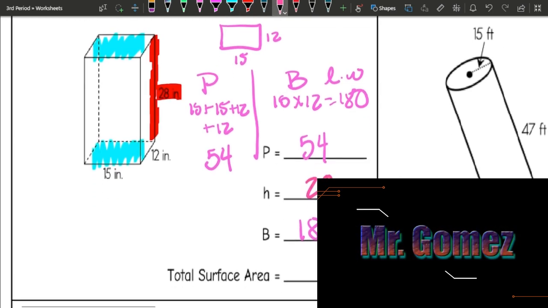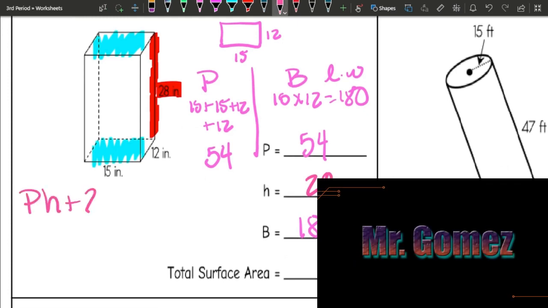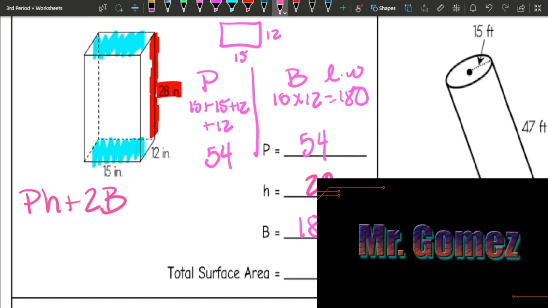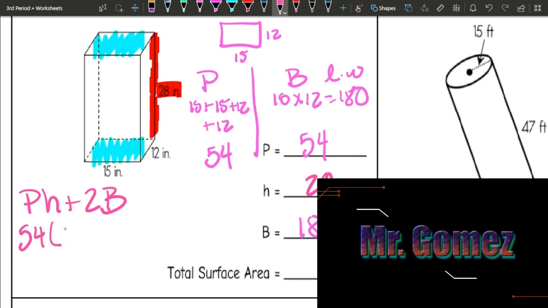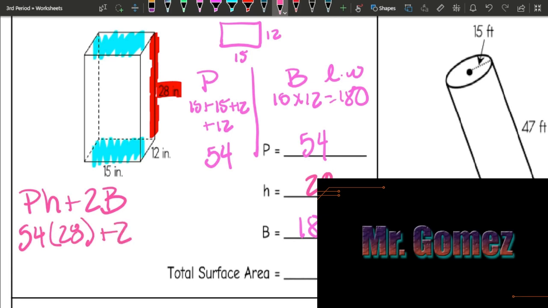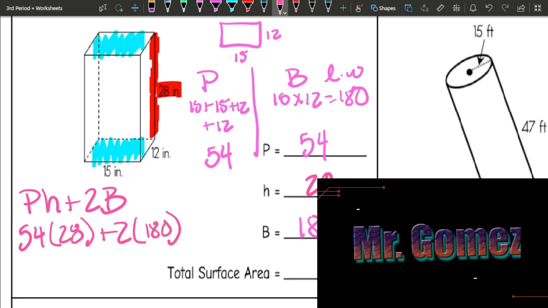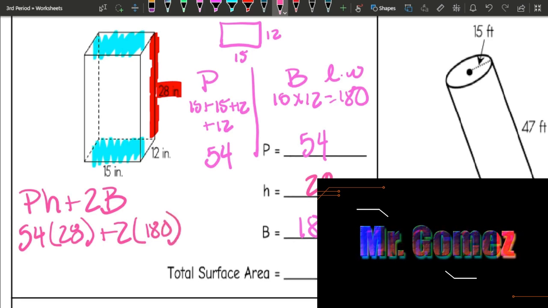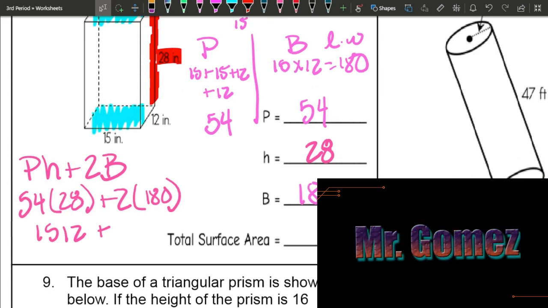Now I've got to find the total surface area, and I'm going to use the same formula, PH plus 2B. Instead of P, what am I going to put in there? 54. What is my height? 28, plus 2 times, what's the area of the base? 180. So 54 times 28, that will be my lateral surface area. This is 1512, plus 180 times 2, which is 360.